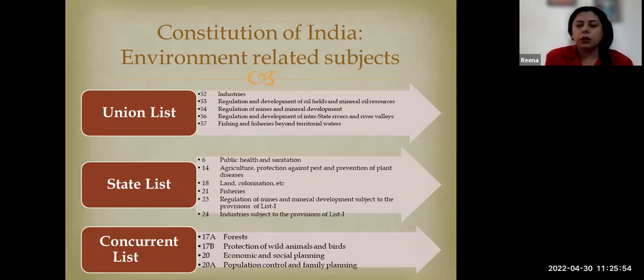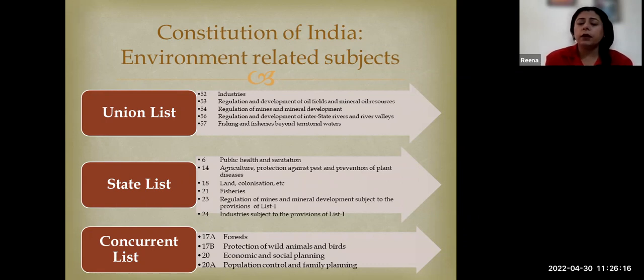So those kinds of subjects are considered in the concurrent list, like forests and protection of wild animals and birds. You have to take care of the local wild animals and birds, and there are also migratory birds which come from different countries and go to different states. So for that also you have to do protection, and it was added in the concurrent list.